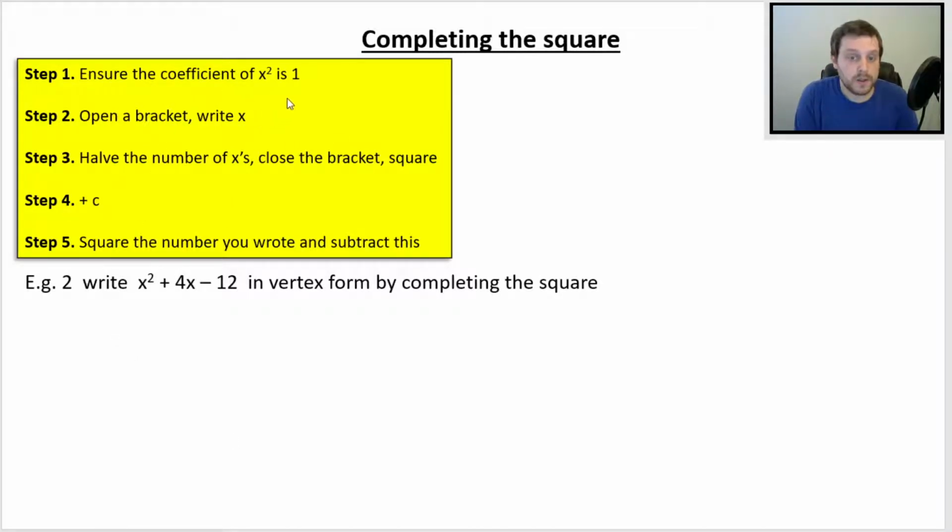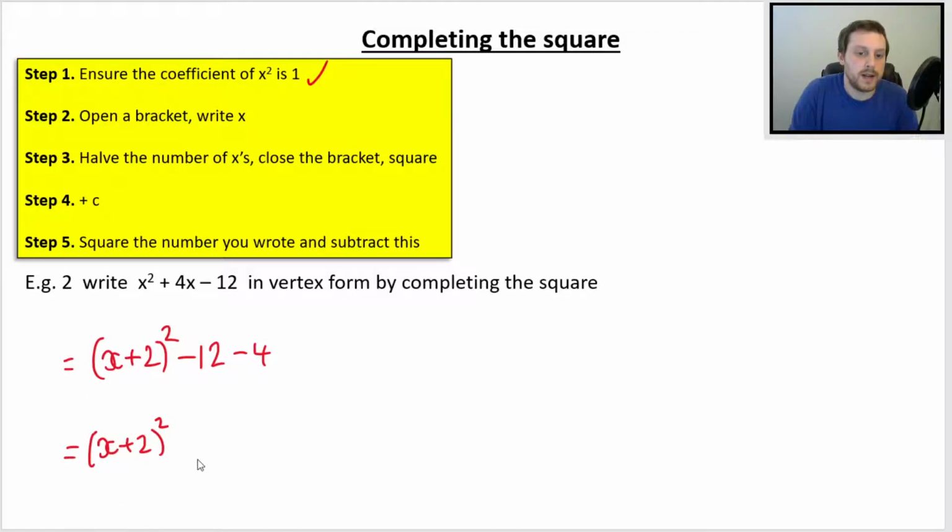Right, the coefficient of x squared is 1, great. Right, I'm going to open a bracket, write x, half of 4 is 2. Close the bracket, squared. Don't forget about the minus 12, and then whatever this was, I square it and take it away, so take away 4. So this is x plus 2 all squared, take away 16, and then that's the answer. Done. Let's just check we get the right answer. x squared plus 4x plus 4, when I take away 16, gives me the minus 12, so it works.